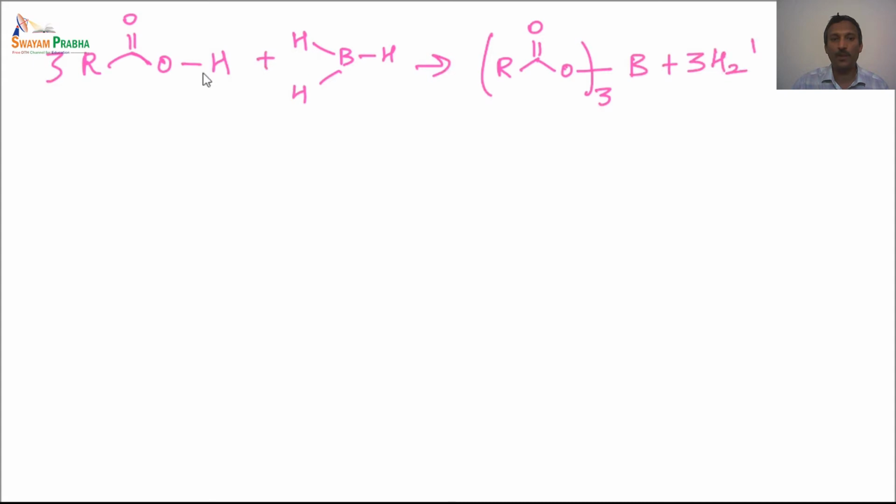In the first step, we get a boronic acid ester. So an alkyl boronate ester is formed in the first step with the liberation of hydrogen gas. One hydrogen from the boron and the acidic hydrogen of the carboxylic acid are liberated, and the oxygen and the boron now form a bond. Boron has 3 hydrogens, so all 3 can be replaced by 3 carboxylate units, giving this boronate ester with the liberation of 3 molecules of hydrogen gas.